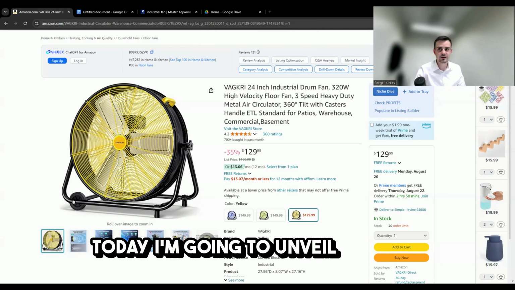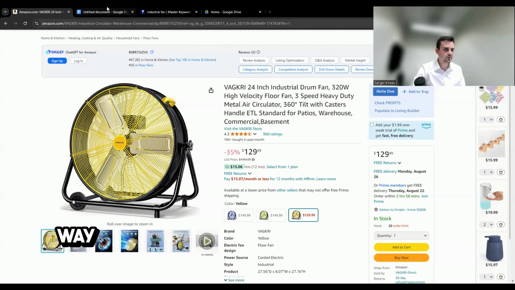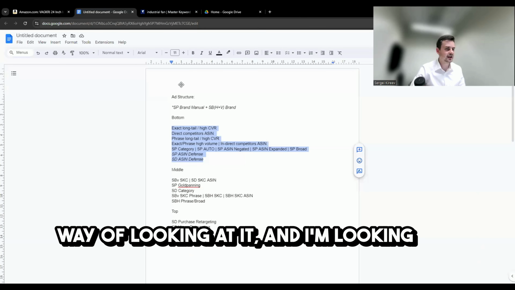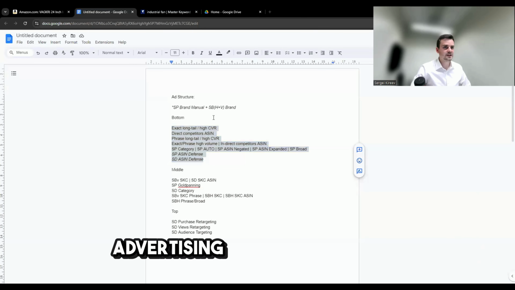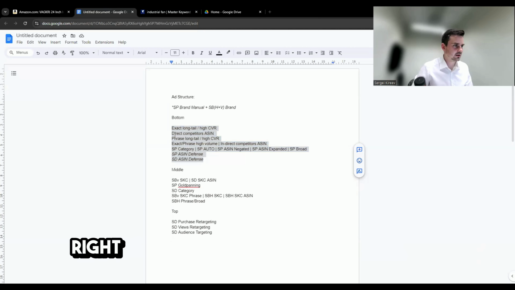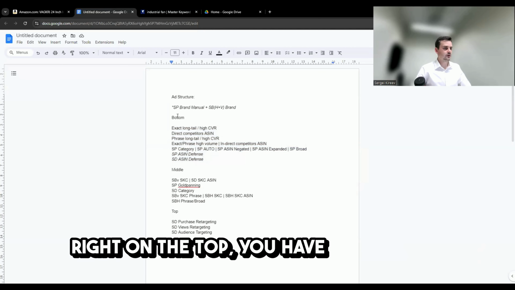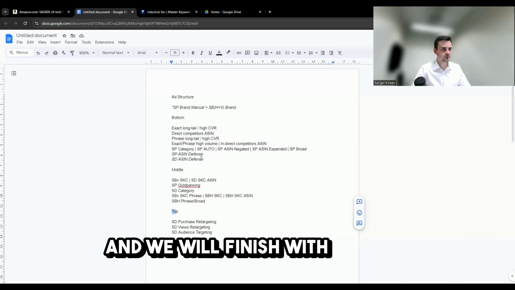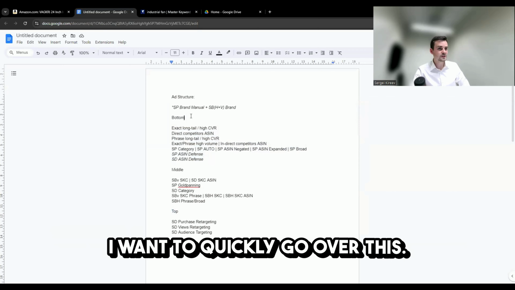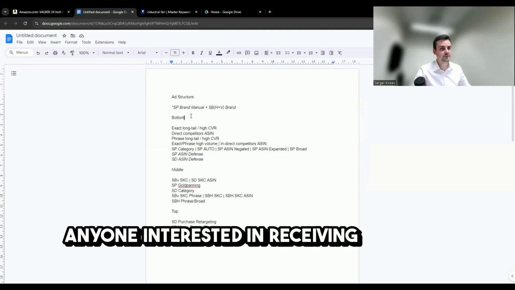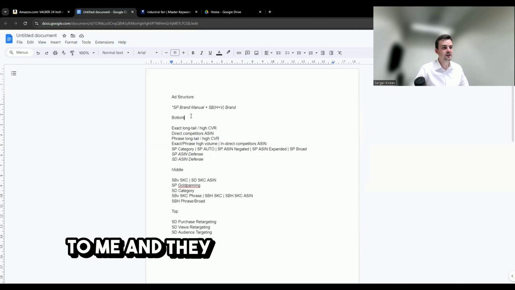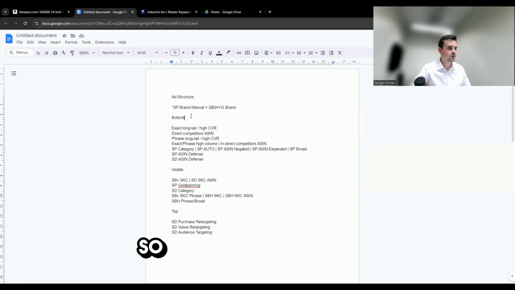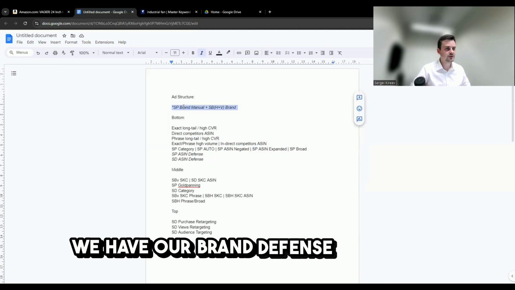Today, I'm going to unveil my own way of looking at it, and I'm looking at it from the advertising funnel structure. At the bottom, we will start with the highest converting ones, and we will finish with the top. I want to quickly go over this. Anyone interested in receiving a copy of this, just reach out to me and I can send it over to you.